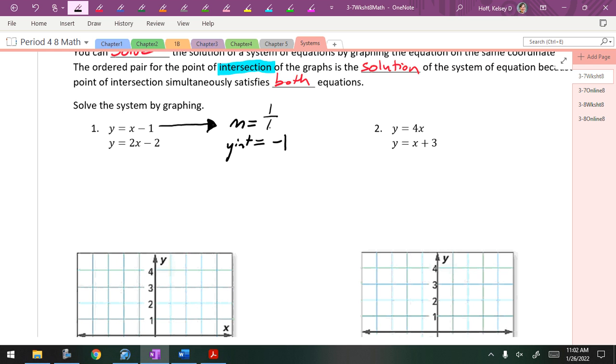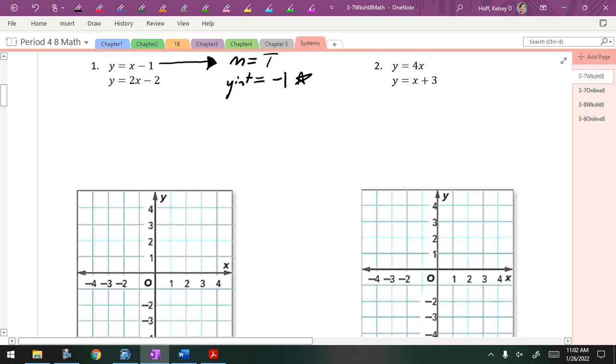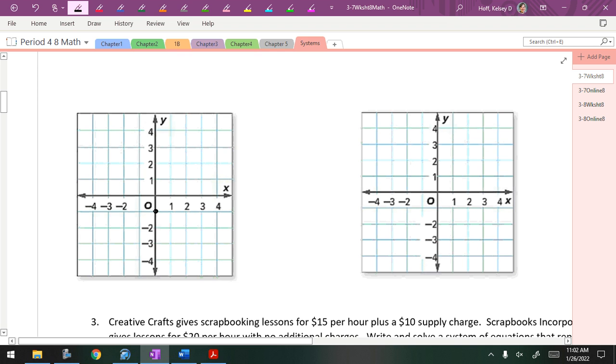Okay, so to graph this, we start with our y-intercept. Remember, your y-axis runs vertically. So we're going to put a point at -1, and that's my starting point. When I have a slope of 1 over 1, what directions do I need to go? Up and right. Up 1, right 1, put a dot. Up 1, right 1, put a dot.